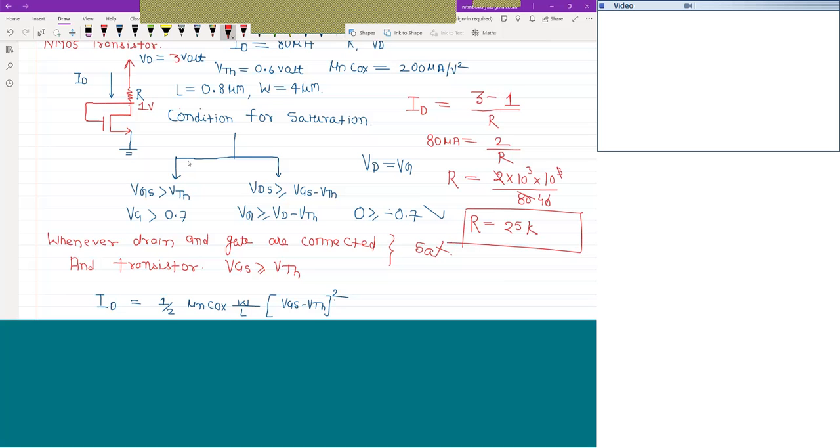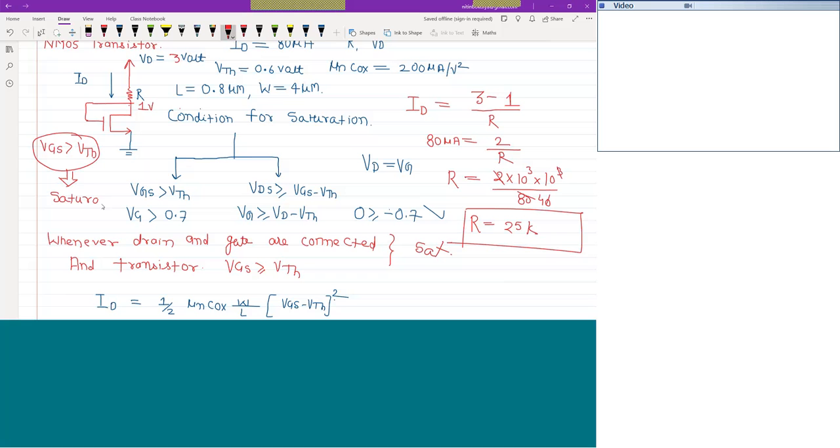यहाँ से हमने क्या सीखा कि जब भी अगर आपके पास ड्रेन और गेट टर्मिनल कनेक्टेड हो तो आपको केवल क्या देखना है कि if only if VGS is greater than VTH, अगर चैनल ऑन है तो ये ट्रांजिस्टर केवल कौन से रीजन में काम करेगा? This transistor will only work in the saturation region. So this is the idea for the circuit. ये सर्किट का टोटल आइडिया होगा.